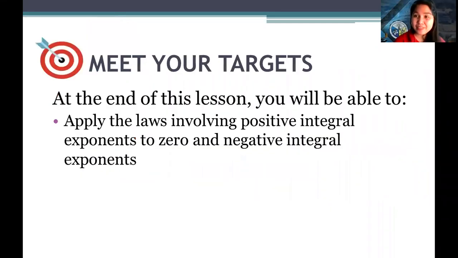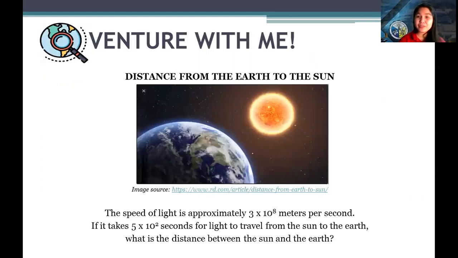Now, at the end of today's lesson, we will be able to apply the laws involving positive integral exponents to zero and negative integral exponents. I told you a while ago that this is just a review of our grade 7 topics, and it's on the law of exponents. Now, for our venture activity, you will calculate the distance between the sun and the earth.